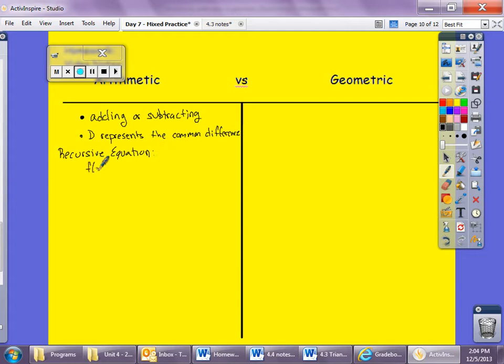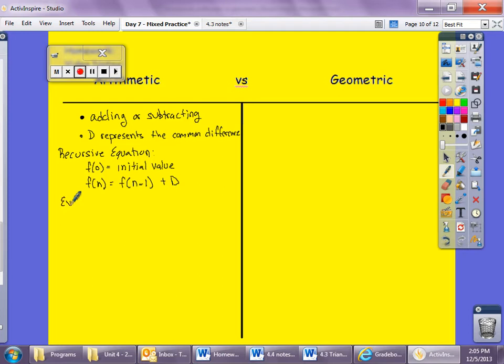We always start with f of 0 is the initial value. And then we know that f of n is equal to f of n minus 1 plus d. So it's equal to the previous term plus our common difference. So that's the recursive equation. If you need time to stop and pause to copy everything down, that's perfectly fine, so you have the chance to stop and take your notes.